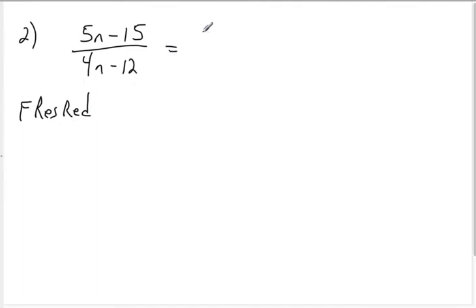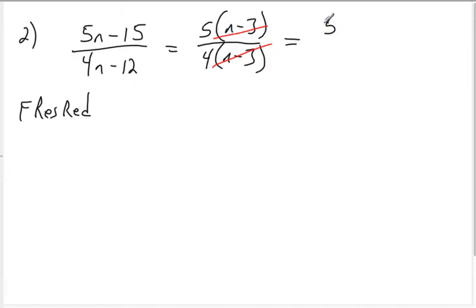So we're going to go right to number 2, and it says (5n minus 15) over (4n minus 12), and we need to simplify and state excluded values. So this is Fres-Red: factor, restrict, reduce. First I'm going to factor. This binomial is going to look like this, and we get 4 times (n minus 3). Now the n minus 3's are the same. I can't cancel the n's or the 3's. I can cancel the whole thing, n minus 3. I can reduce those, leaving me with 5 over 4 as the answer.